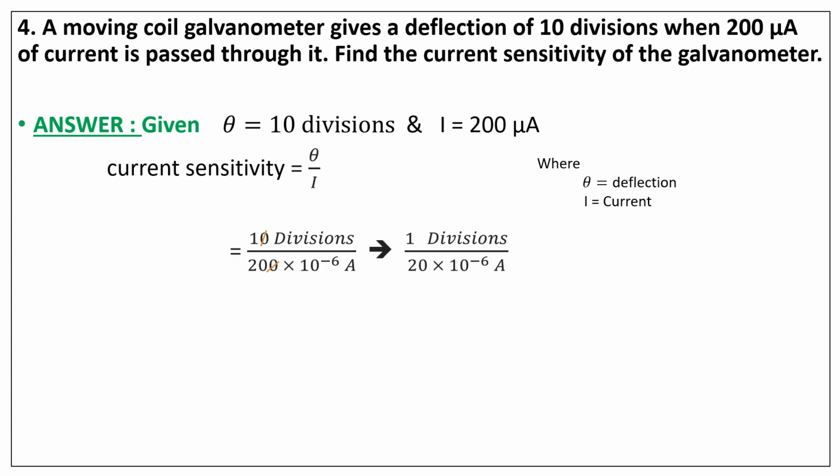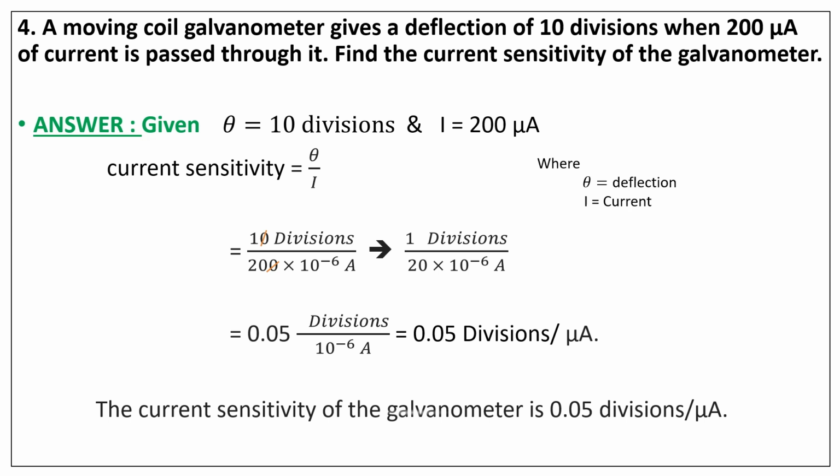Substituting values in the above formula, we get current sensitivity is equal to 10 divisions by 200 into 10 to the power minus 6 ampere. On cancelling zeros, that is equal to 1 division by 20 microampere. On simplification, we get 0.05 divisions per microampere. Therefore, the current sensitivity of the galvanometer is 0.05 divisions per microampere.